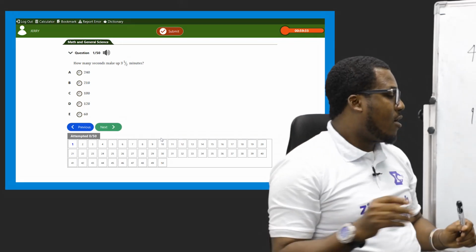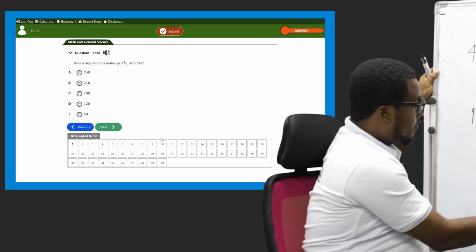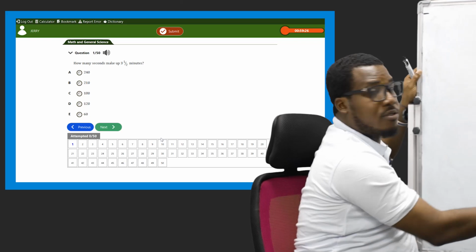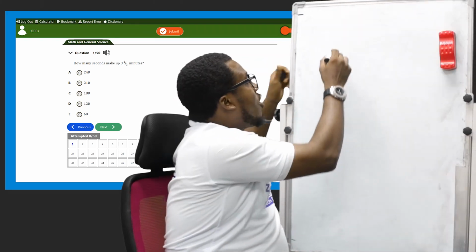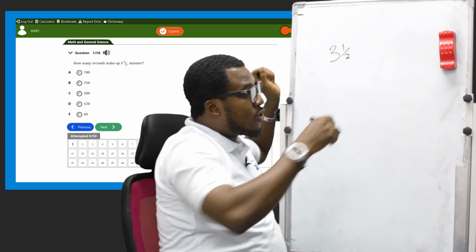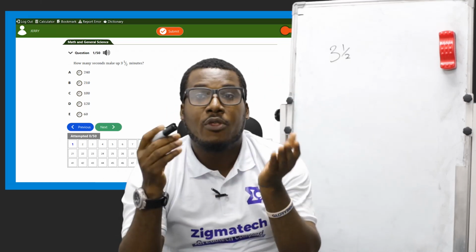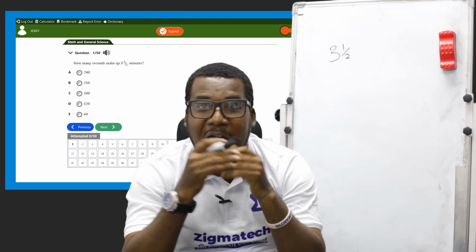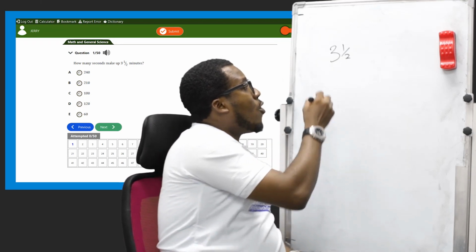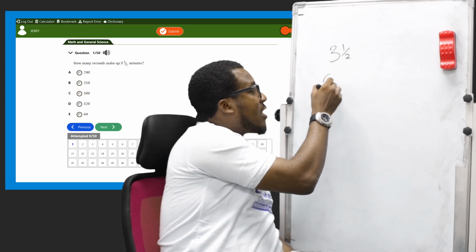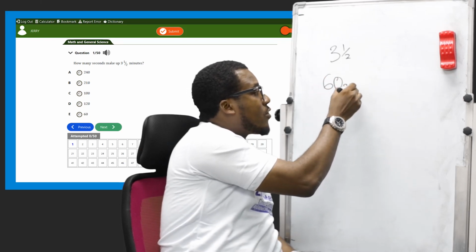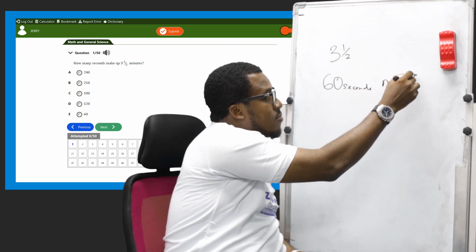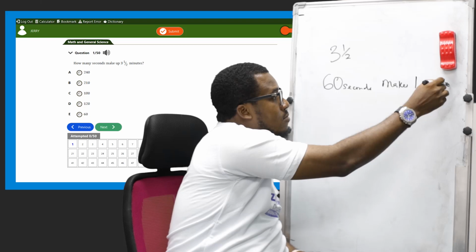So how many seconds are there? So let's solve that problem quickly and answer that question. So we have 3 whole number 1 over 2 minutes in words or in pronunciation will become 3.5 minutes. So we're looking for 3.5 minutes. How many seconds will make it? So before then, we know that in conversion, 60 seconds makes what? 1 minute.